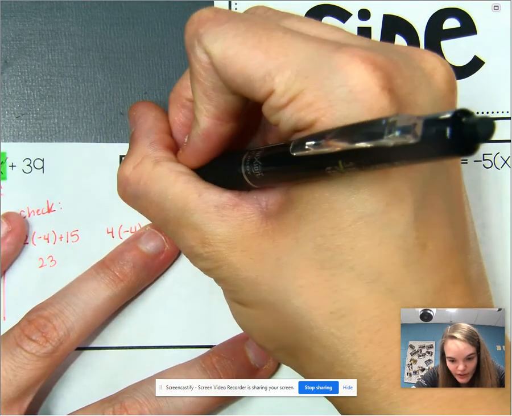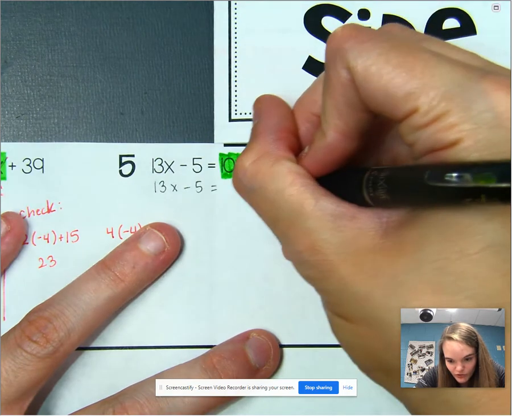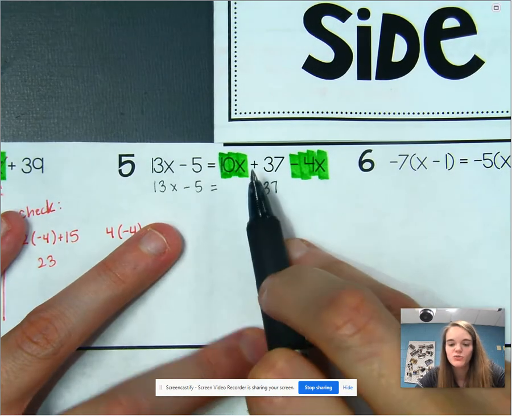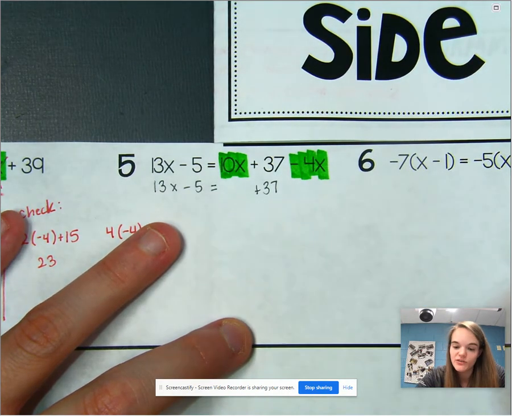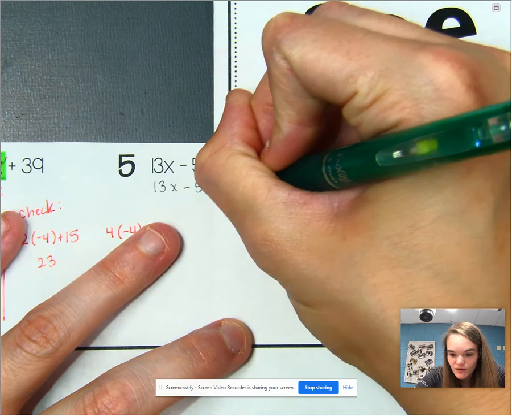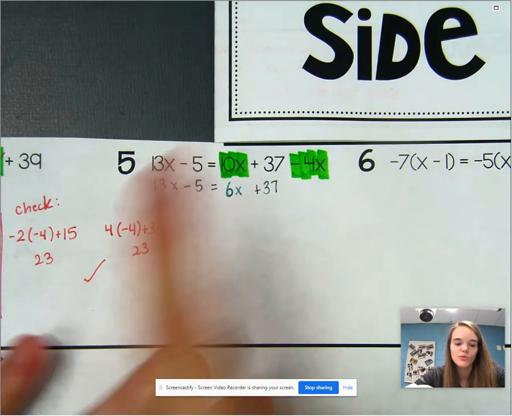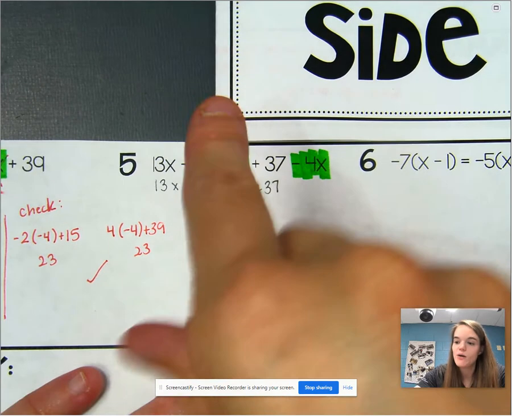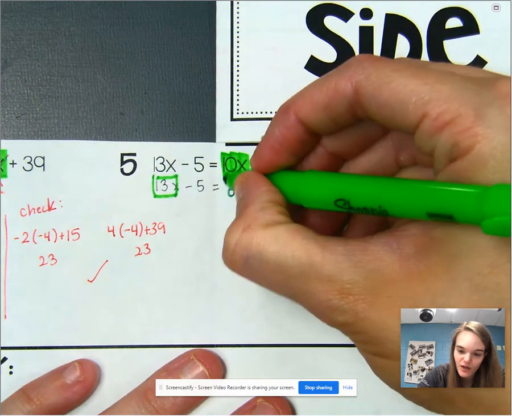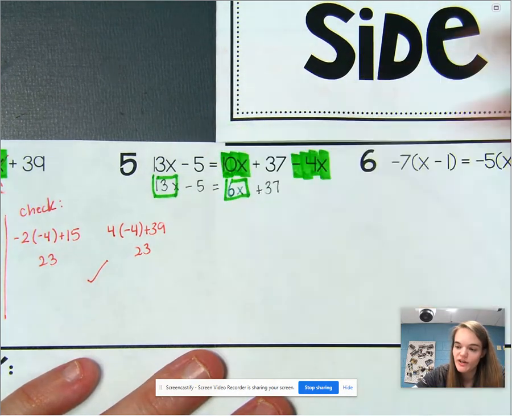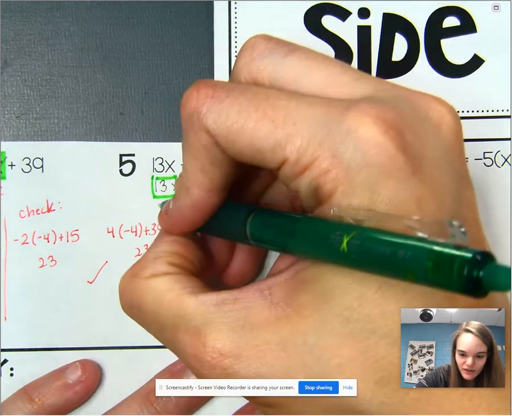So I'm going to just bring down 13x minus 5 equals, and I'm going to bring down plus 37. But I need to do 10x minus 4x. And 10x minus 4x is 6x. Now we're going to do what we talked about a moment ago. Now we have an x on the left and an x on the right. I'm going to move over this 6x by subtracting it so that my x's are on the left-hand side.